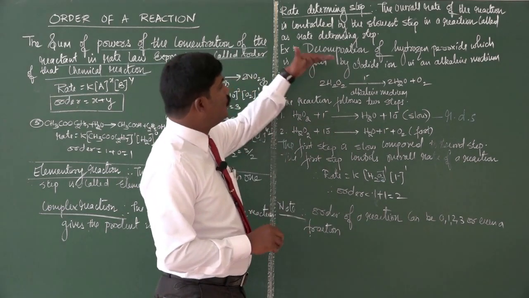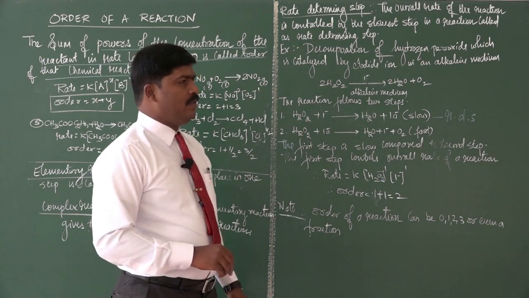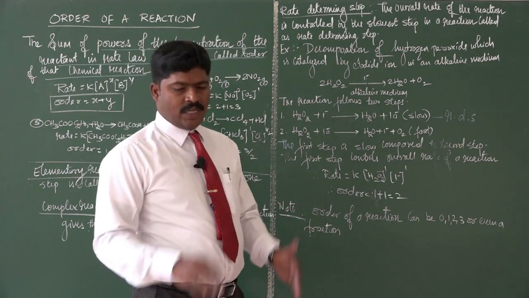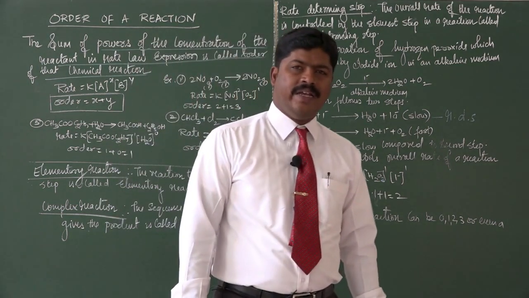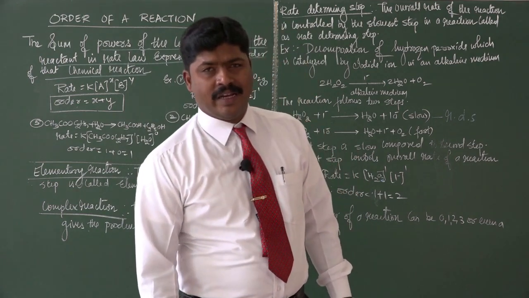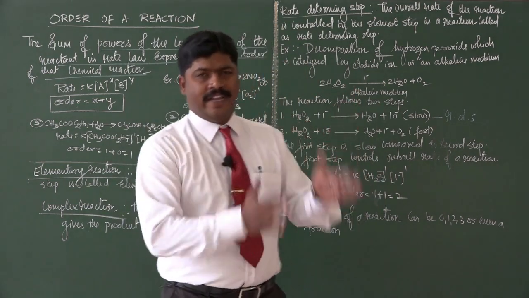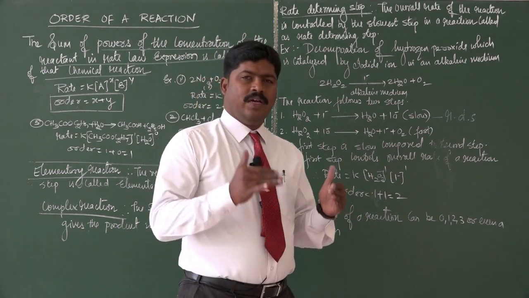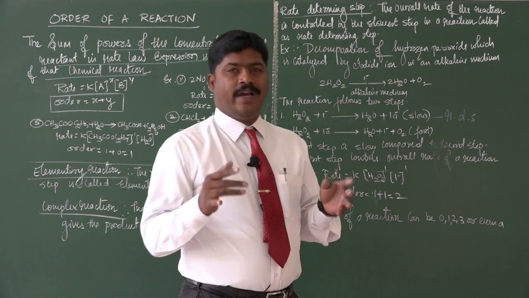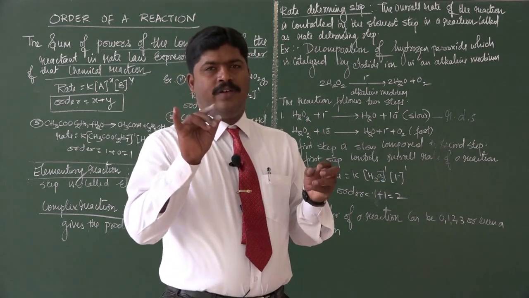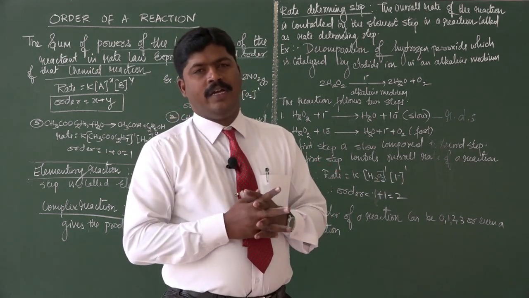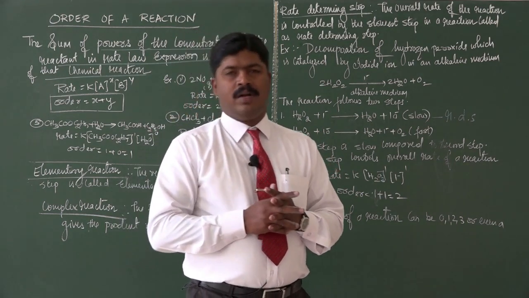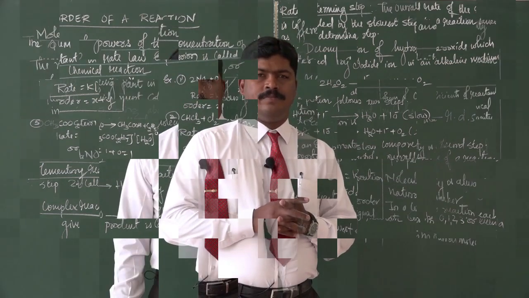Therefore, I have taught you the example: in the mechanism, the slow step is called RDS, rate determining step, for the rate determining step you write the rate expression, and for the rate expression you write the order. Therefore, I think I have convinced you all how we get the exponents x and y. It is not merely seeing the equation, but seeing the mechanism.